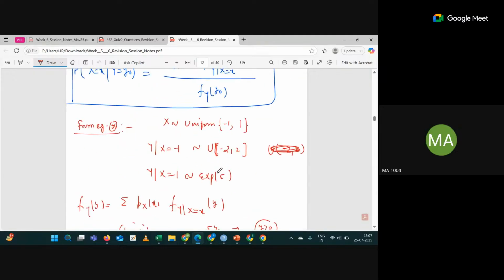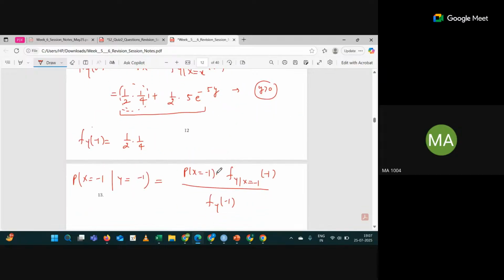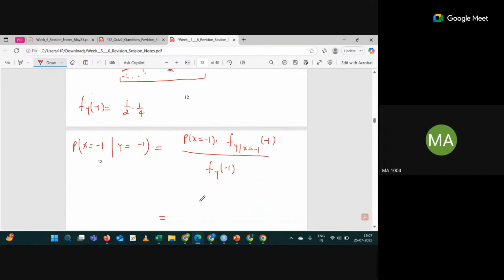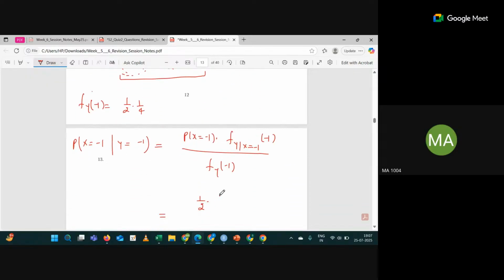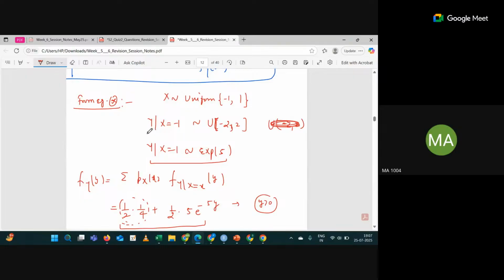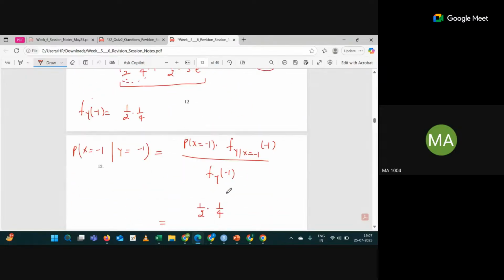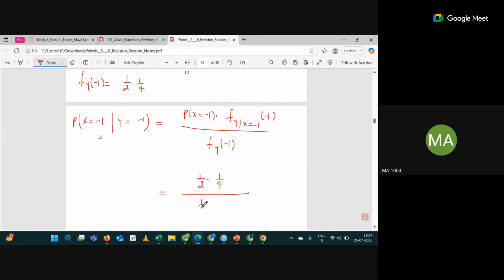And why is this true? Because the support is -2 to 2, so y cannot take any value like -1 and so on, because exponential is defined when y is greater than 0. So in the numerator part, it will be 1 by 2, and fy given x equal to -1 is nothing but this part, right? So 1 by 2 into 1 by 4, because this conditional density y given x equal to -1 is uniform on -2 comma 2, and divide by this, which is again 1 by 2 into 1 by 4. So you can see this is the one single.